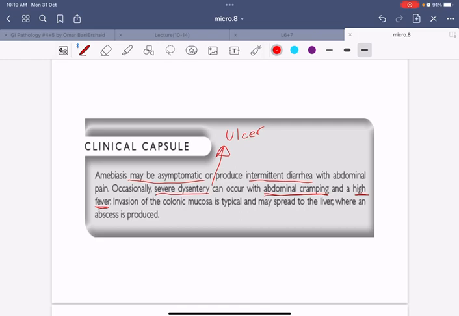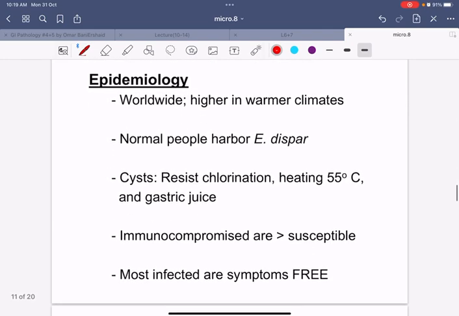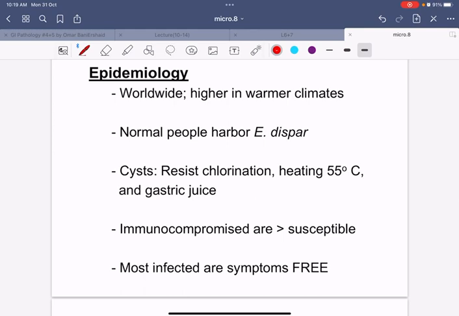Invasion of the colonic mucosa is typical and spreads from there to where? To the liver, where an abscess is produced, to the lung, where an abscess is produced, to the brain, where an abscess is produced. Amoebic abscess, we call it. And I will come back to this point in a moment. Epidemiology is worldwide, but mainly in warmer climates. The Middle East, warmer climate.